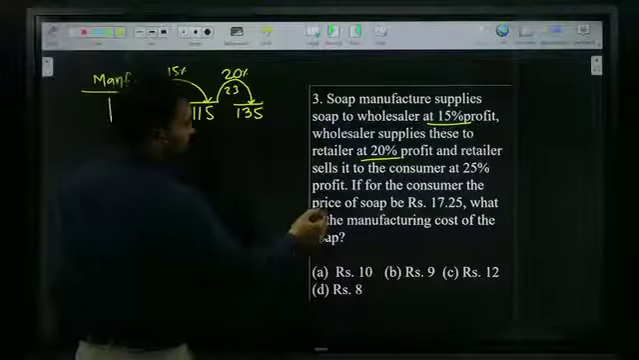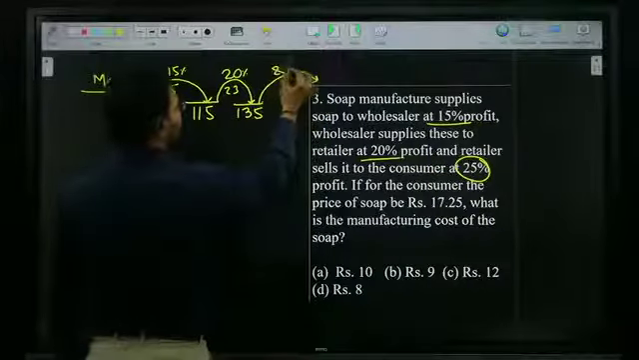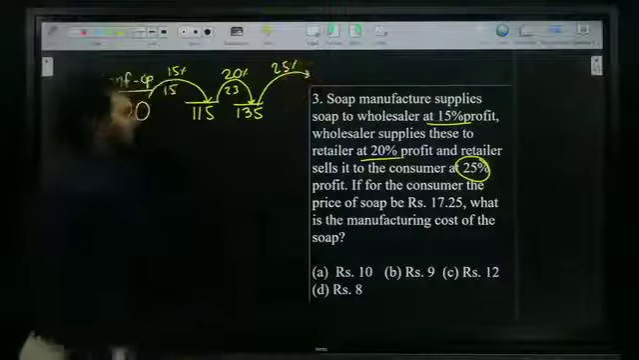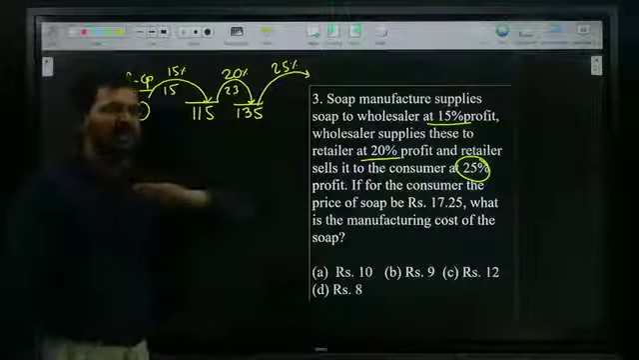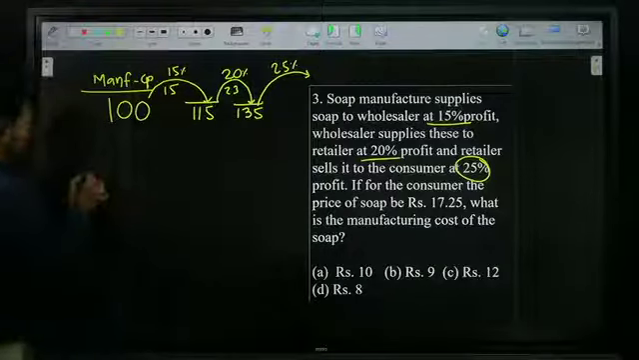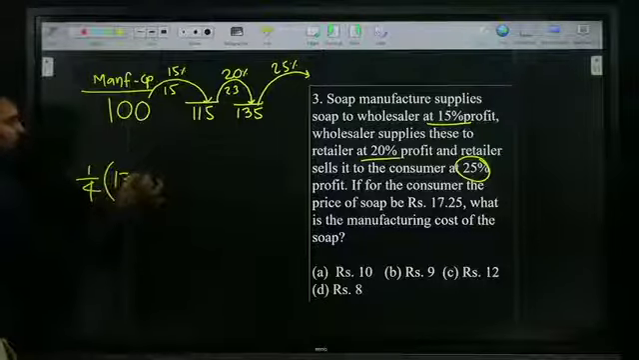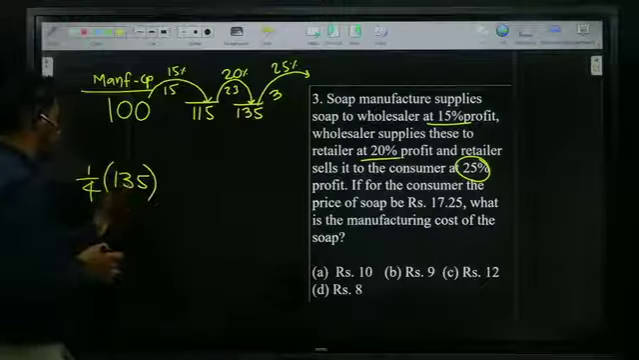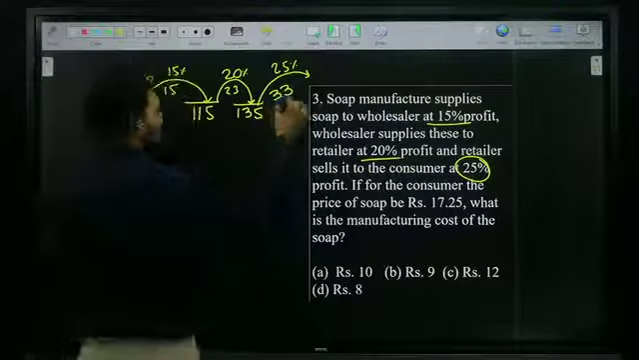Again, how much percent profit? 25% profit. So 25% of 135 is how much? Half of 135 is 67 and a half. Look at me. 25% is nothing but 1 by 4, and 1 by 4 of 135. 4 threes are 12, remainder is 15. So 15 by 4 is 4 threes are 12, remainder gives 3.75.